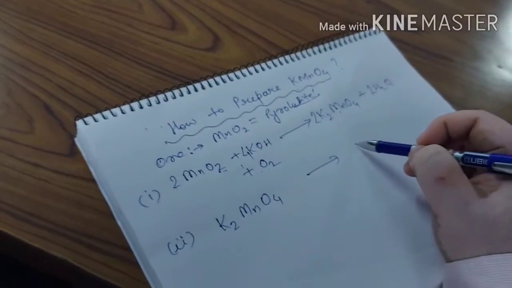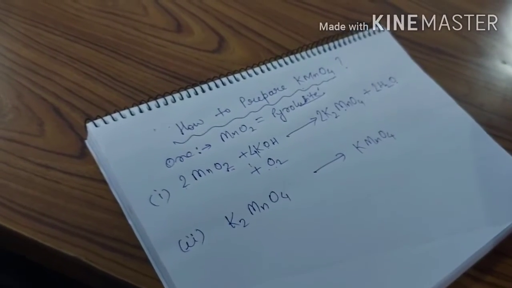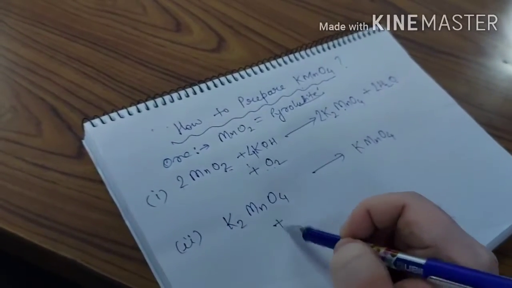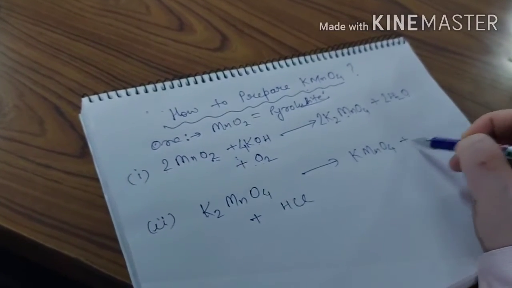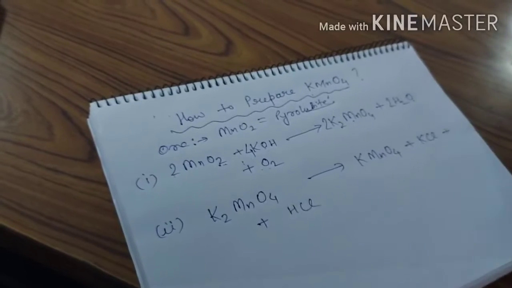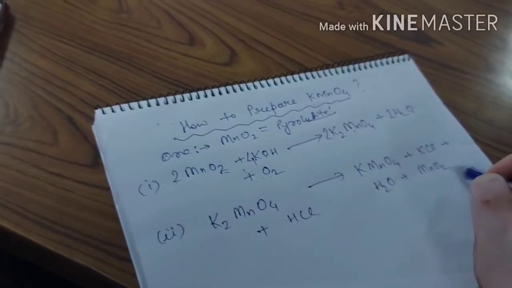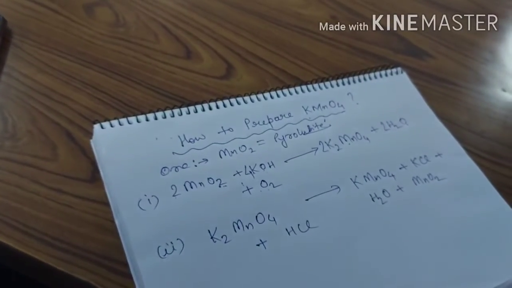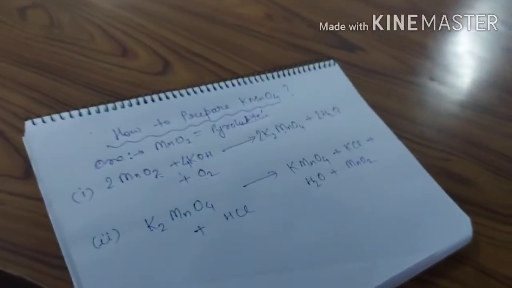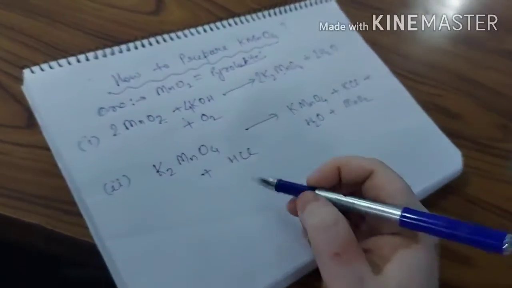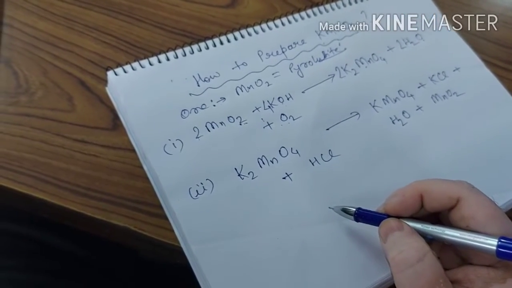to form KMnO4. To do so, we treat it with HCl. So it forms KMnO4 plus KCl plus water will come out and MnO2 will be regenerated. If I write the ionic reaction of this, then we can balance it better. So ionically, what is happening?